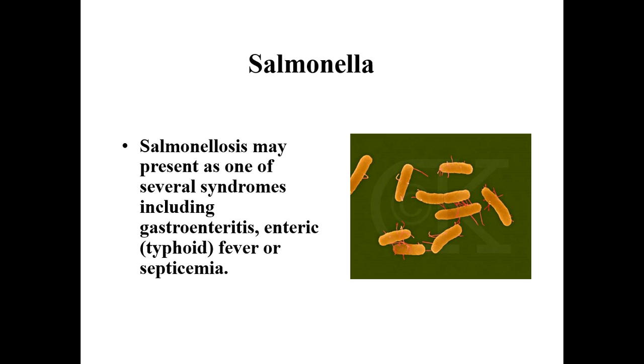The next type of enterobacteria is Salmonella. Salmonellosis may present as one of several syndromes, including gastroenteritis, enteric typhoid fever, or septicemia. Salmonella is antigenically complex. The classification and nomenclature of Salmonella have undergone several modifications over the past years. There are several classifications proposed so far. This is the oldest user-friendly classification, which is still widely used.